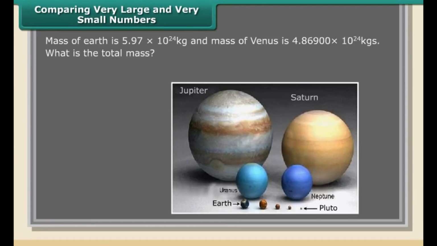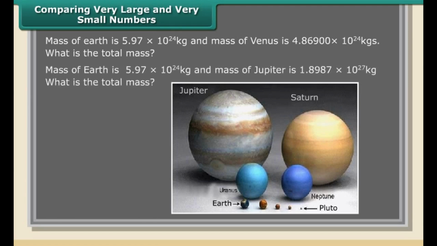Mass of Earth is 5.97 into 10^24 kilograms, and mass of Venus is 4.86900 into 10^26 kilograms. What is the total mass? Mass of Earth is 5.97 into 10^24 kg, and mass of Jupiter is 1.8987 into 10^27 kg. What is the total mass?